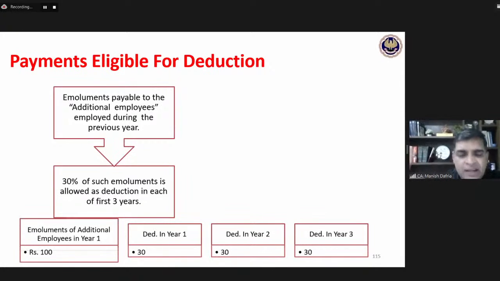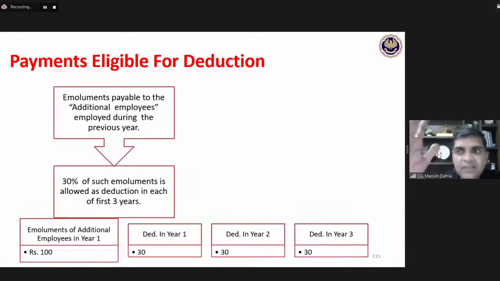A very common confusion related to 80JJAA, we need to generate clarity here itself. First year I have paid 100, I will get 30% as a deduction. To the same employees, next year I have paid 150. Would my second-year deduction be 30% of 150, that is 45 rupees? No. Whatever salary I am paying to them in the second and third year is immaterial. What is required is the salary paid in the first year to these new employees; 30% of the same would be allowed in the first, second and third year.